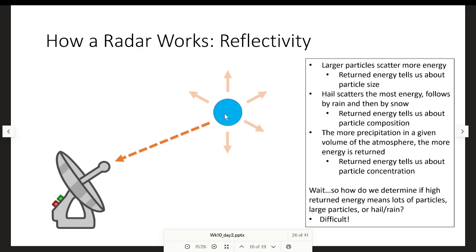So how do we tell if high return energy means a lot of particles, large particles, or hail or rain? We don't. I mean, we can, and I'm sure they'll go over this in your future classes. But you can kind of infer based on what type of storm it is. If it's super high and it's in a supercell, you're probably just going to assume that it's hail.